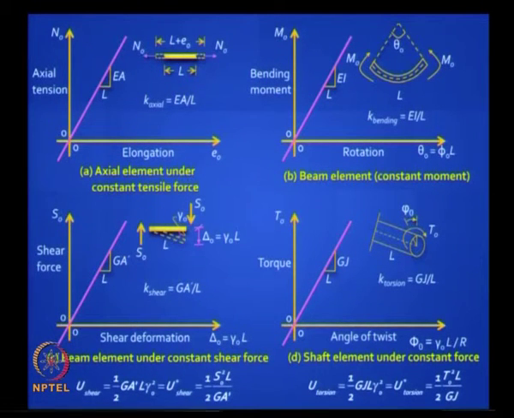Similarly, the deformation that you would relate with torsion would be the angle of twist, and the slope of that line, here is a shaft subject to pure torque, is GJ by L.